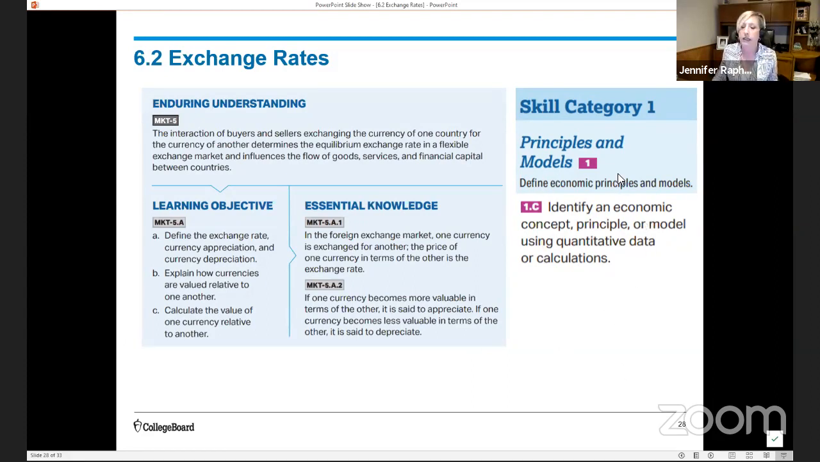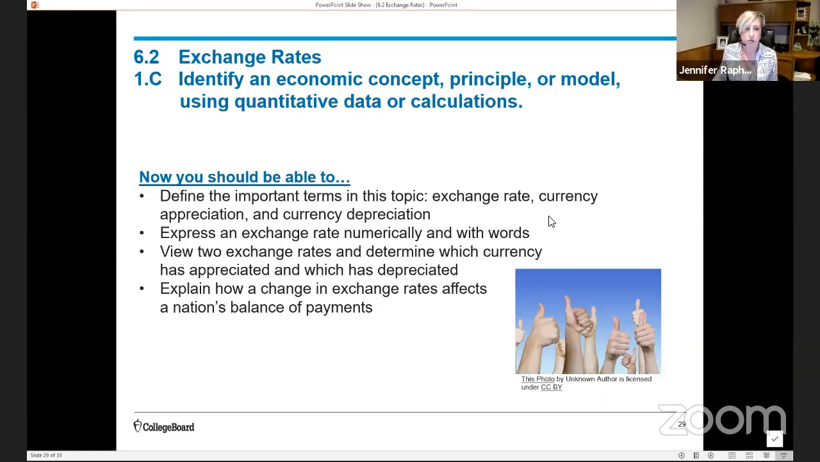And we looked really at calculating exchange rates tonight. So that's 1C. We're really looking at using quantitative data or calculations to identify an economic concept, in this case, currency appreciation or depreciation. All right, so now you should be able to define those terms, express an exchange rate numerically and with words, view two exchange rates to determine which currency has appreciated and which currency has depreciated, and also explain how a change in exchange rates is going to affect a nation's balance of payments.